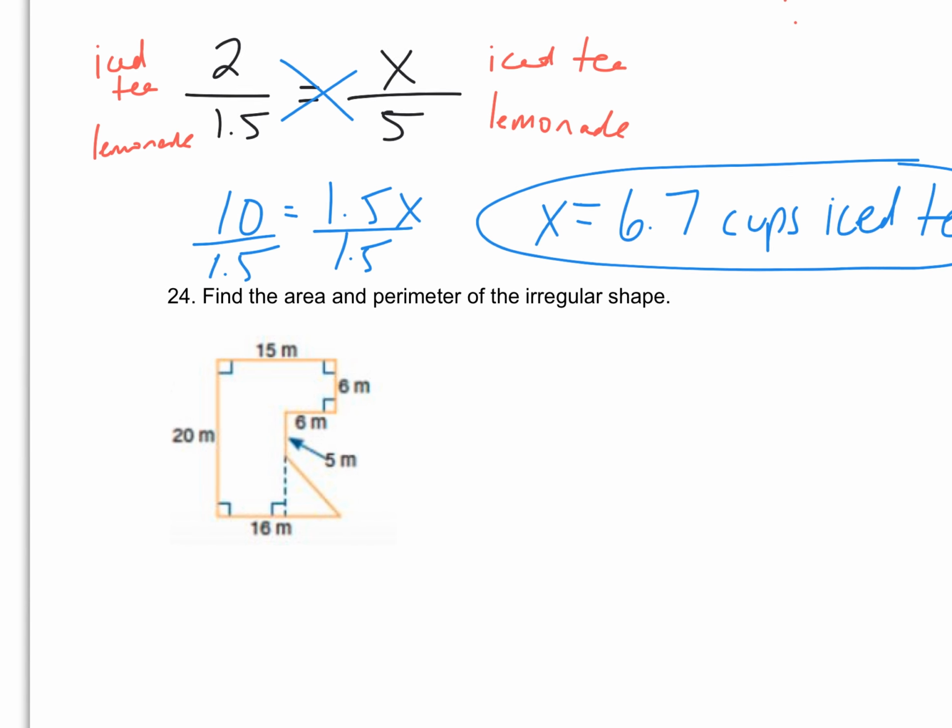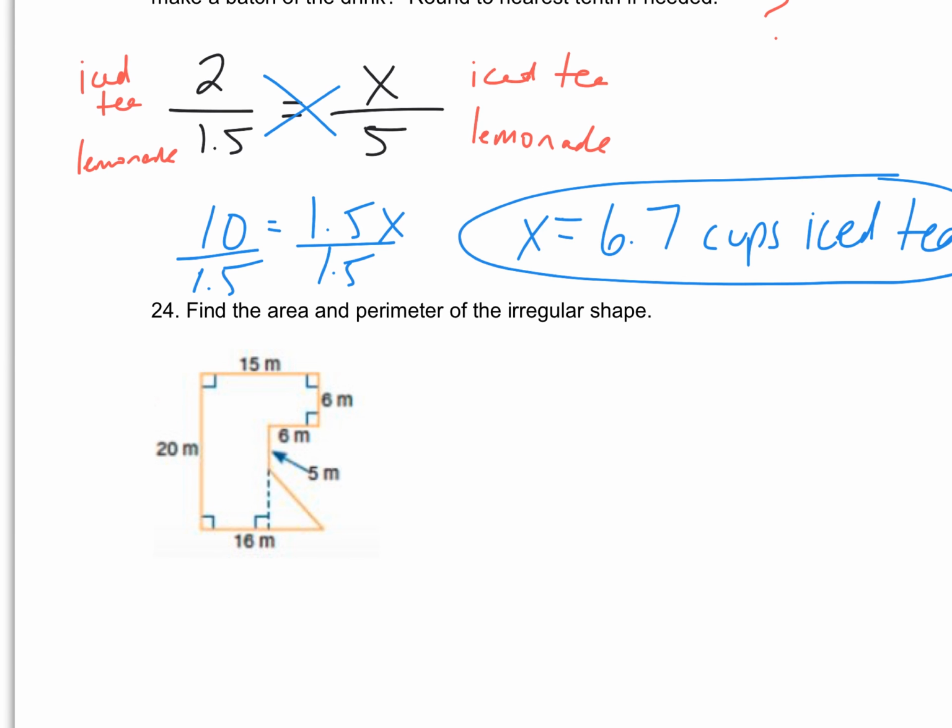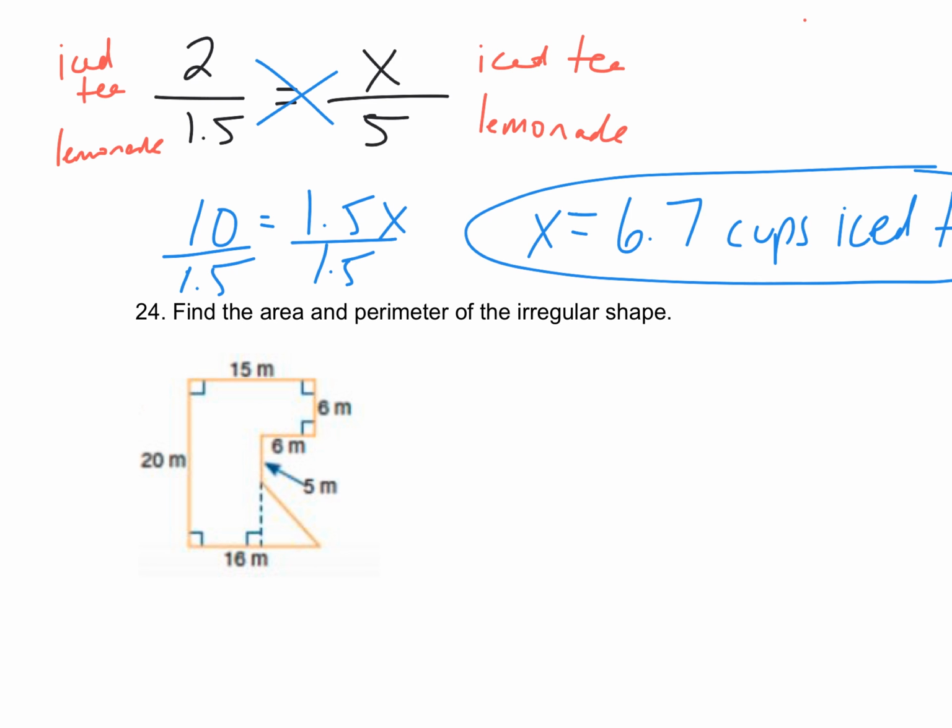Okay, 24, it says find the area and the perimeter of the irregular shape. So first, let's do area. I see here that, if I think of area, that I can split this into 3 shapes. And I'm going to go ahead and split it this way. You don't have to, but I like splitting it this way. So I can have a shape here, a shape here, and a shape here.